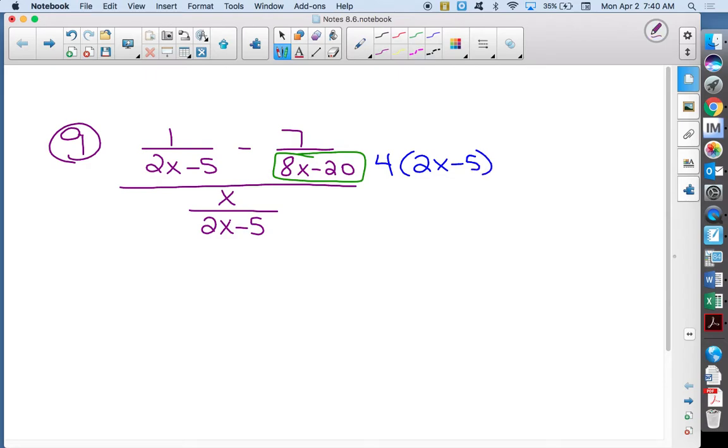So factored form, you have to factor for every least common denominator. So then our least common denominator, they all have the 2x minus 5 in common, so that's part of the least common denominator. And the 4 is also part of the least common denominator.